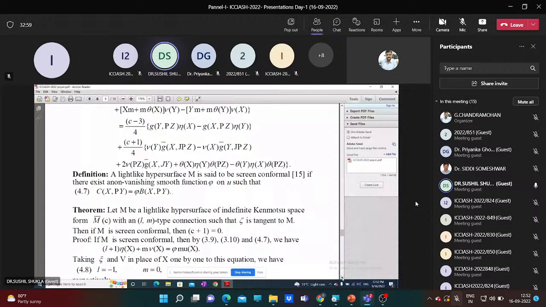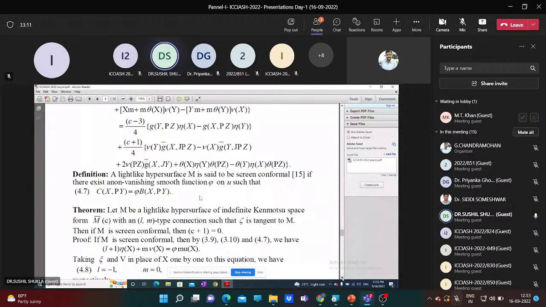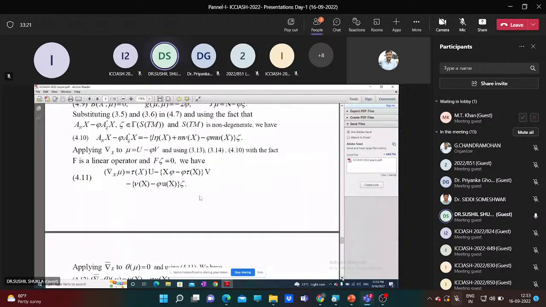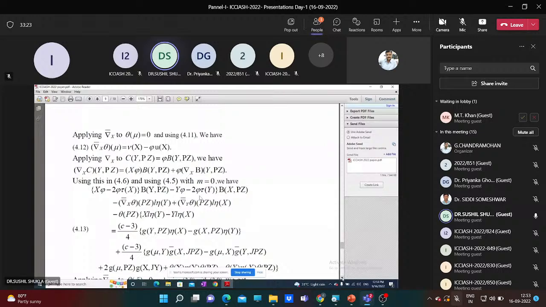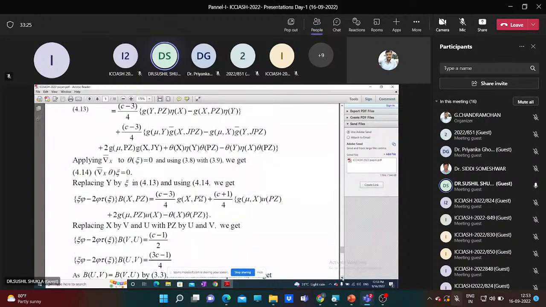Let M be a light-like hypersurface of indefinite Kain-Motsu space form M bar C with an LM type connection such that J is tangent to M. Then if M is screen conformal, then C plus 1 equal to 0. And this is the proof of the main theorem. And these are some references.